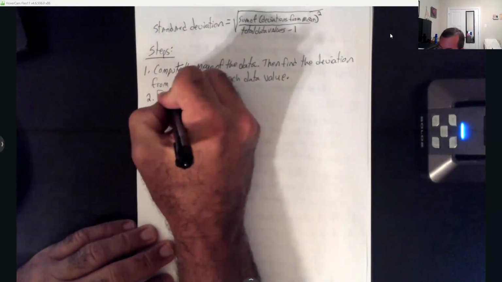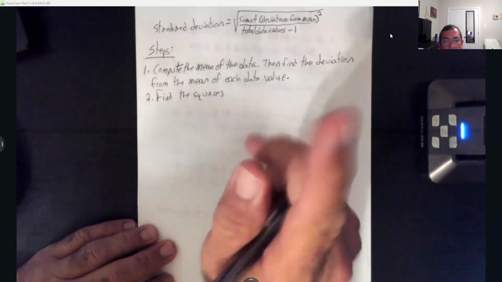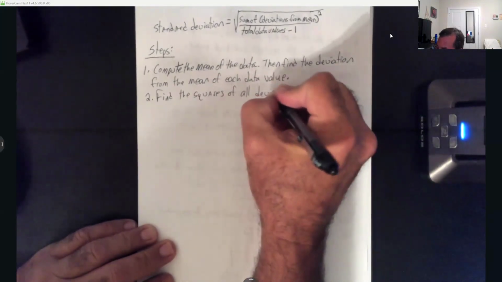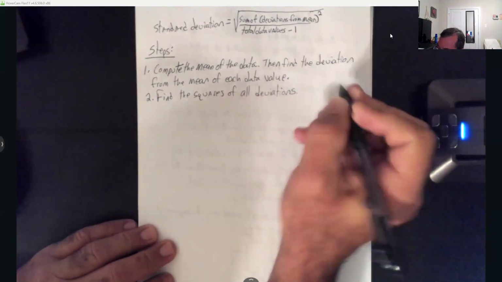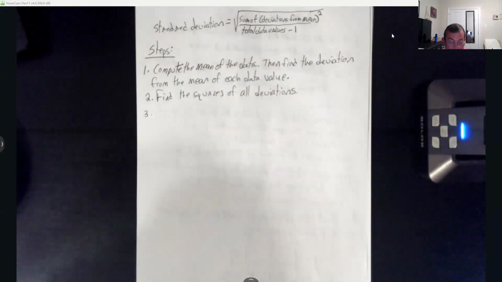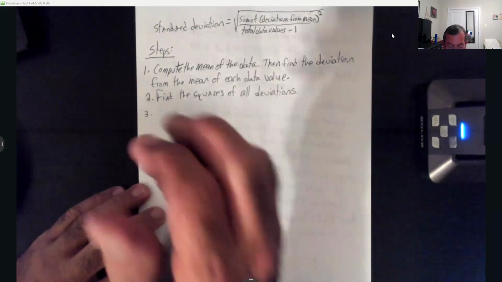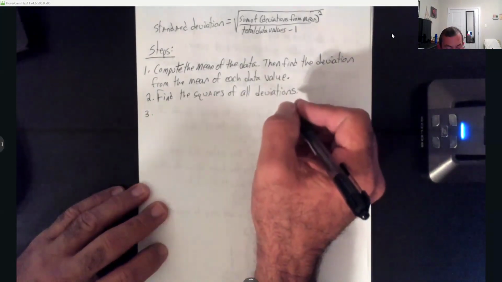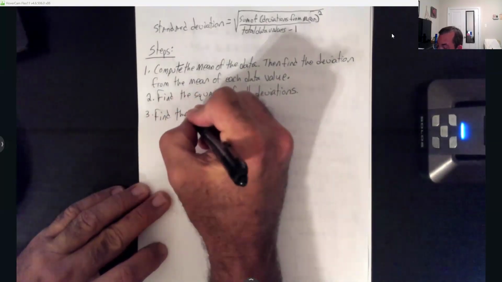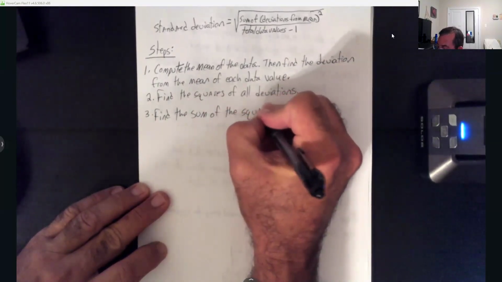Then we find the squares of all deviations. So to square something, you're basically multiplying it times itself, right? All right, once I squared all these deviations, I'm going to add these deviation squares all together. So find the sum of the squared deviations.